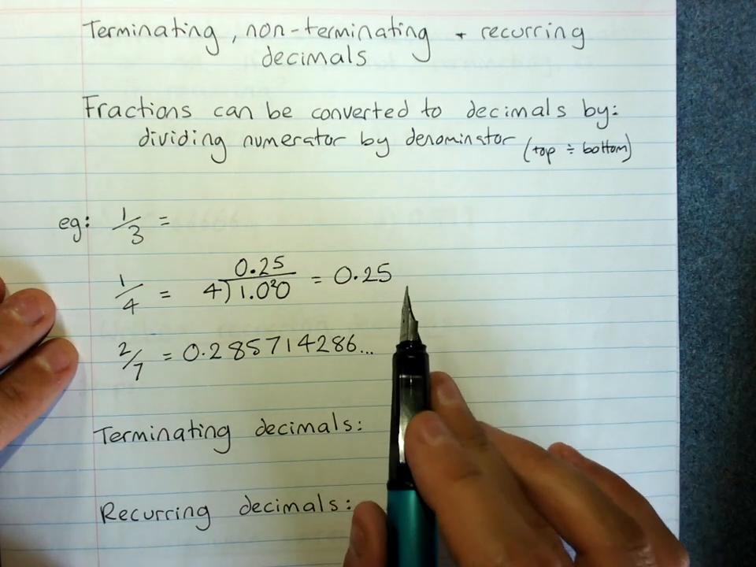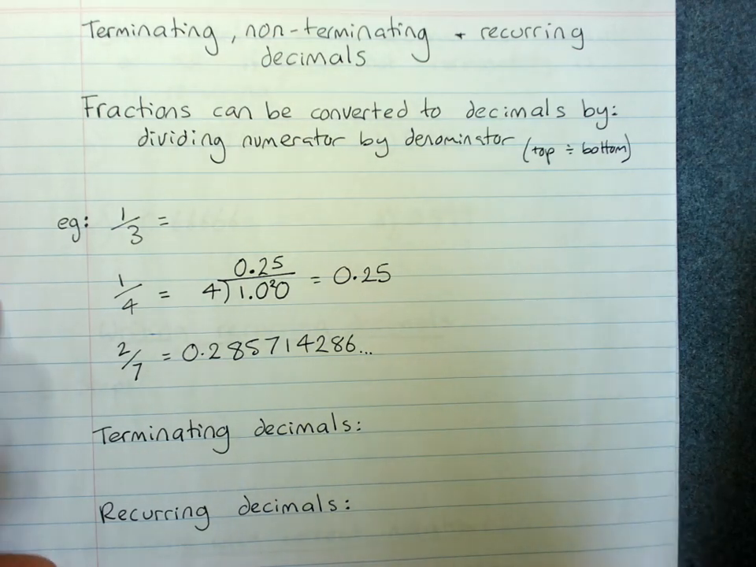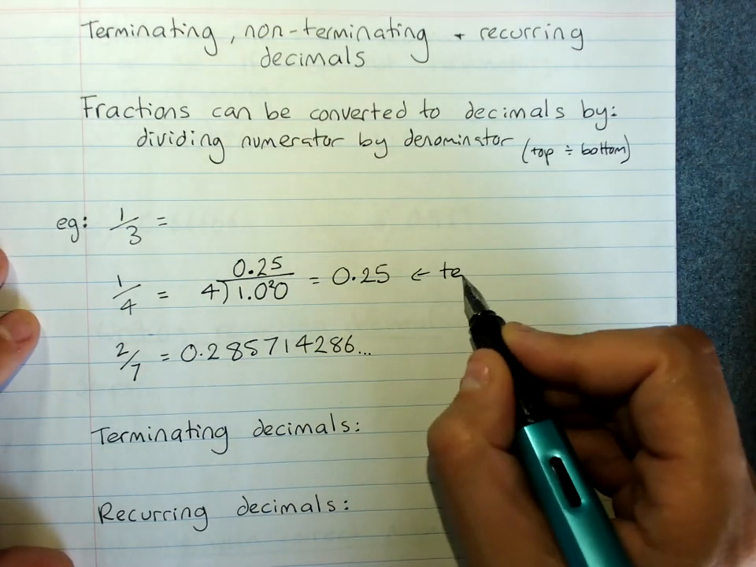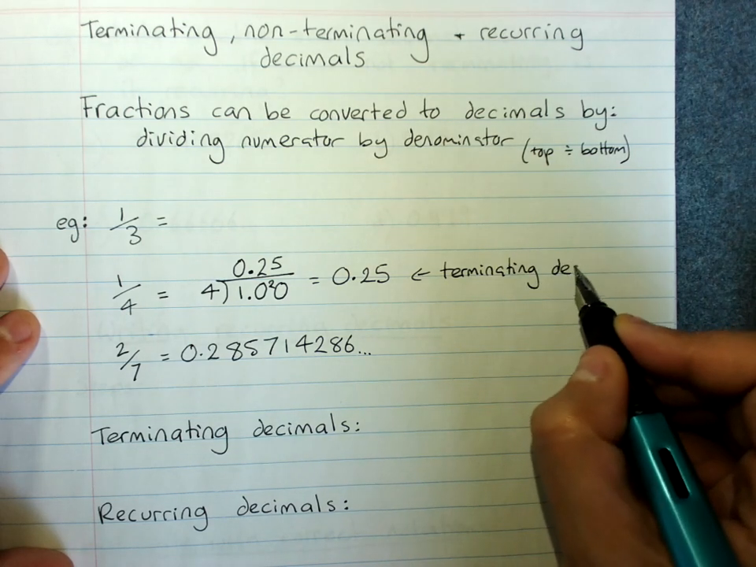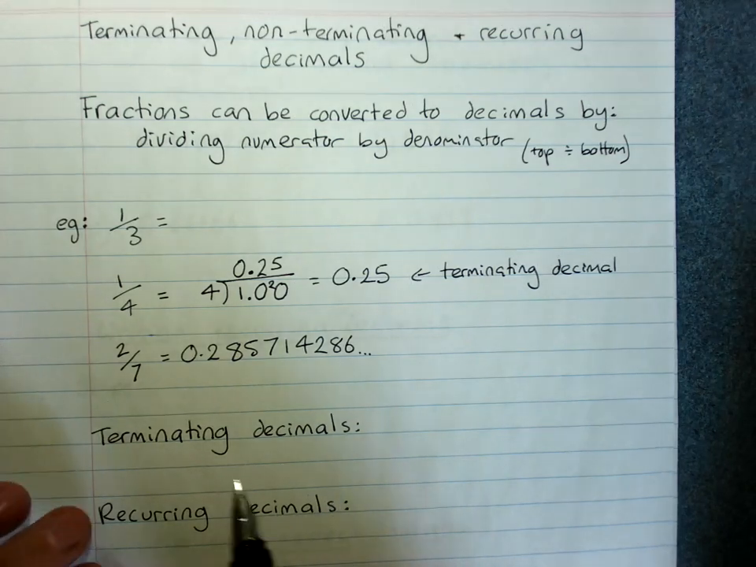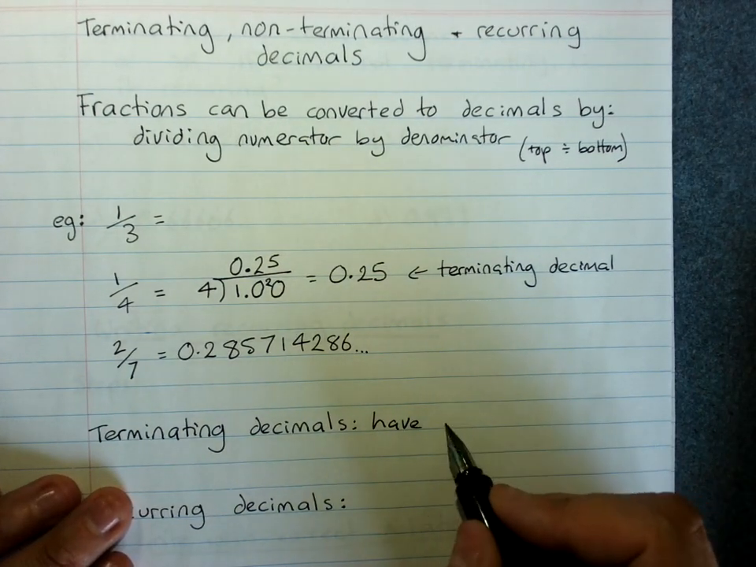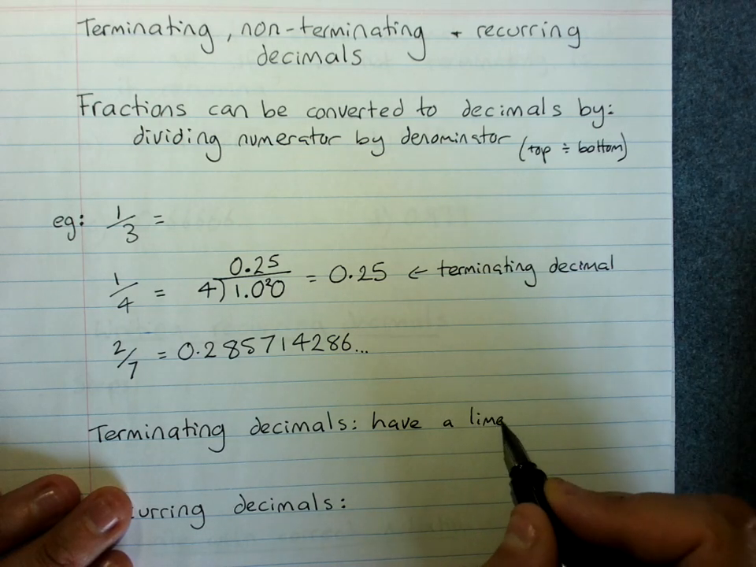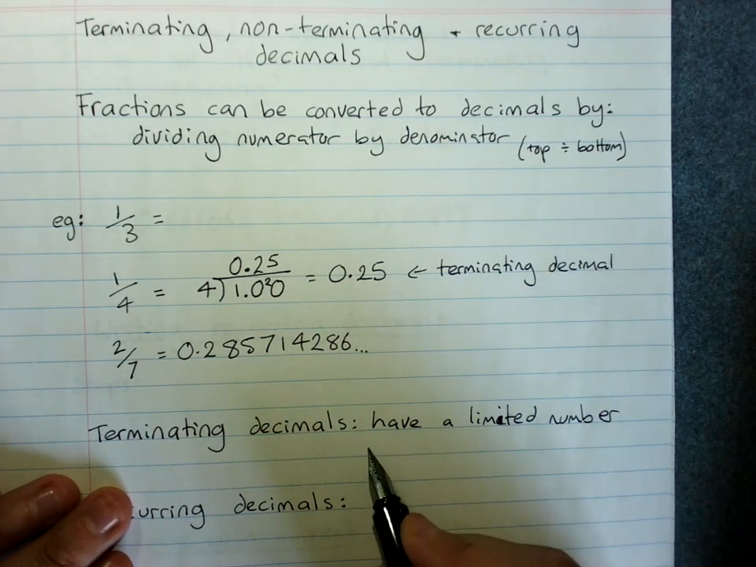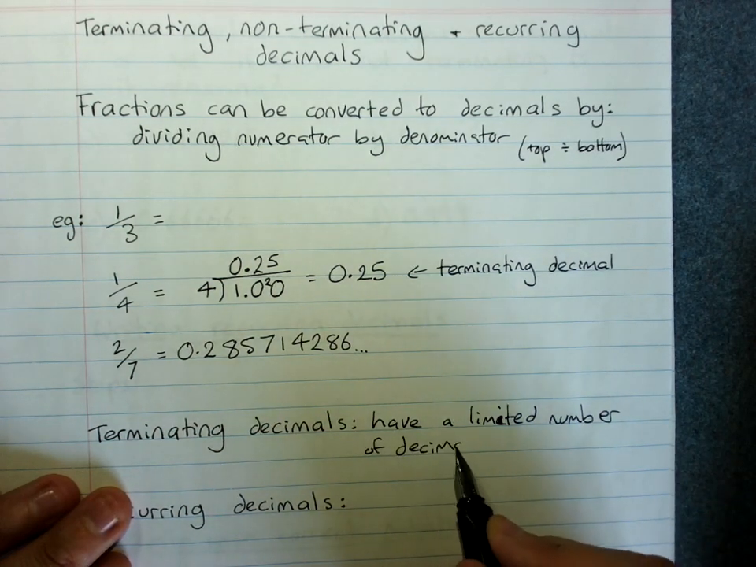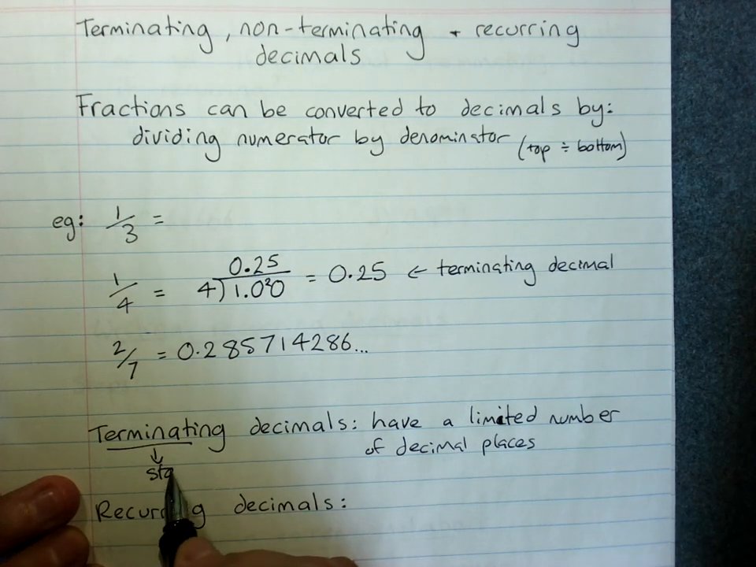0.25. It just ends. It doesn't keep going, there's no remainder there, and this is what we call a terminating decimal. So terminating decimals have a limited number of decimal places. They stop. Terminate means to stop.